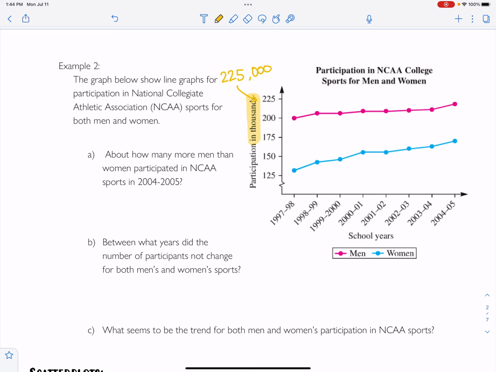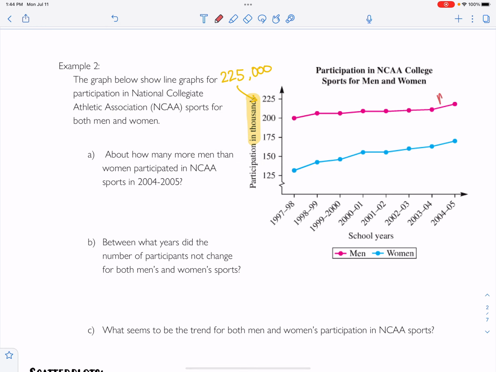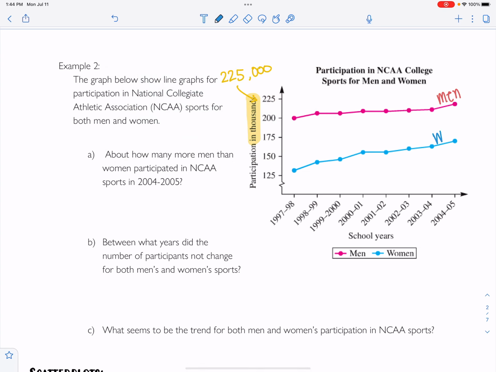So participation in thousands, and then the top line is our men, and the bottom line is our women. So if your graph is in black and white, I would go ahead and label that this is men and women, just so that when you look back at your notes, you see which is which.